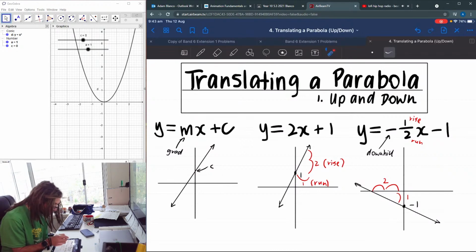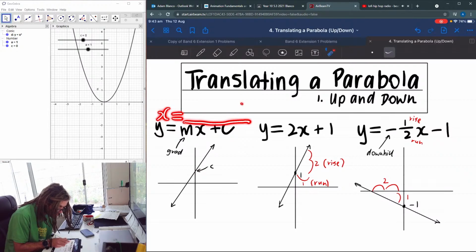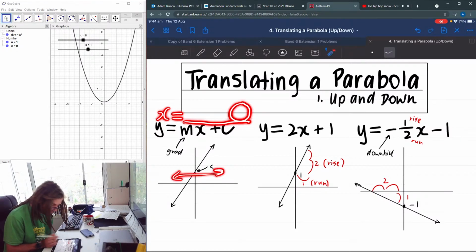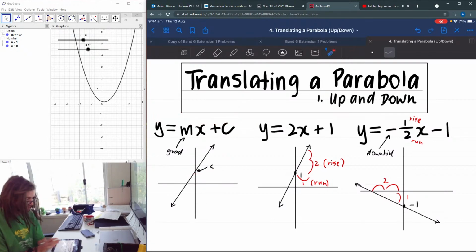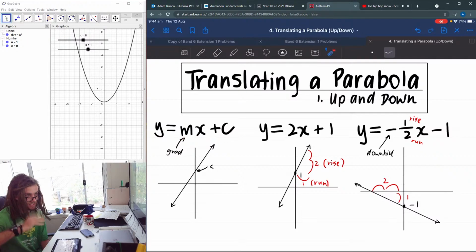Now, if you were to rearrange this and solve it for x, then the plus c on the end would actually move it left and right. We're going to look at that next lesson, but today all I really care about is y equals something, and the plus c that moves it up and down. That's all I care about.